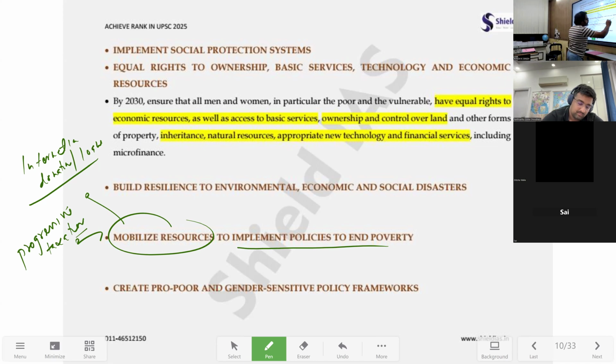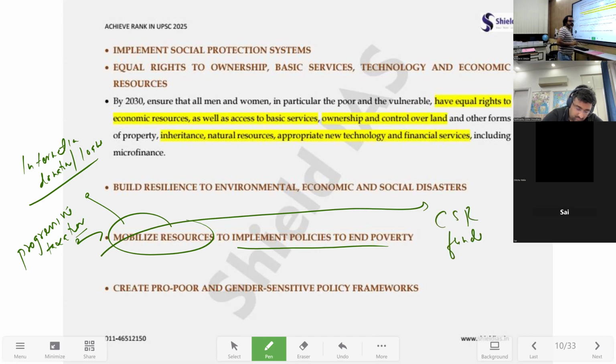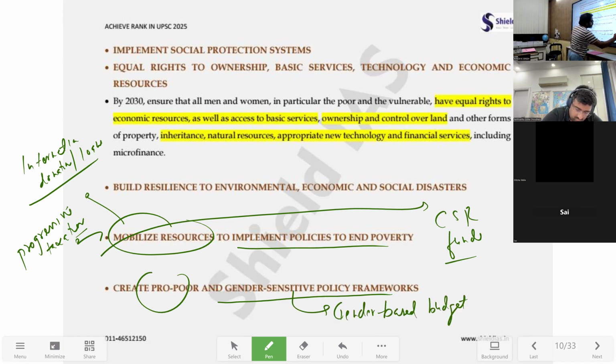Then even ensuring resource mobilization through CSR funds, corporate social responsibility funds. So that means borrowing from international financial institutions or the soft loans given as development assistance by various countries. We have better taxation, progressive taxation within the country, or the big corporates and companies should be promoting more welfare through CSR funds. That means mobilization of the funds. And further, create pro-poor and gender-sensitive policy frameworks. So for gender-sensitive policy, we use the term gender-based budgeting.